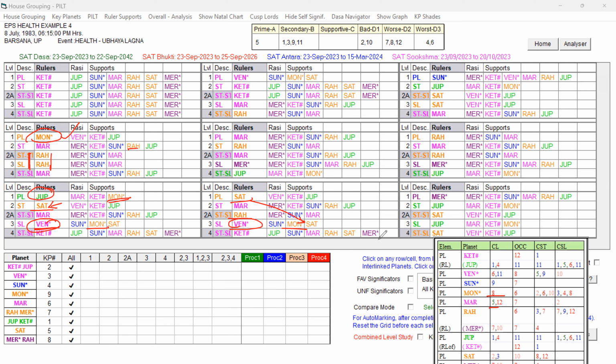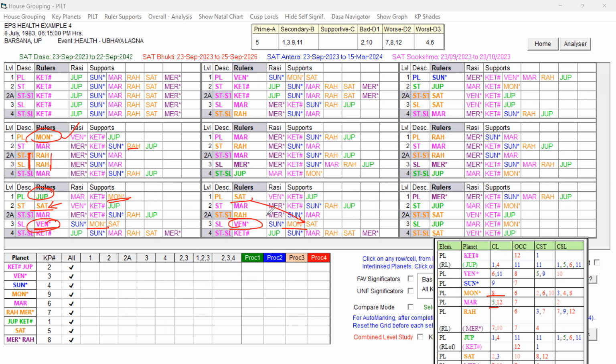After that Saturn Bhukti, now I am focusing only on the Bhukti Lord, because finding the Bhukti Lord with the help of the key planets of the Dasa Lord is important. Within that Bhukti Lord, which Antras are supportive for the health issues, having got the key planets of the Bhukti Lord, we have to check. Those things we can easily do with the EPS table rather than the PILT table, because therein the grouping of houses is also important.